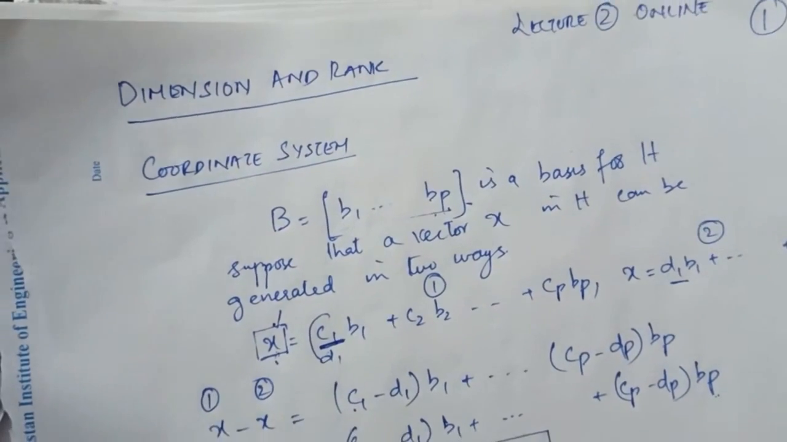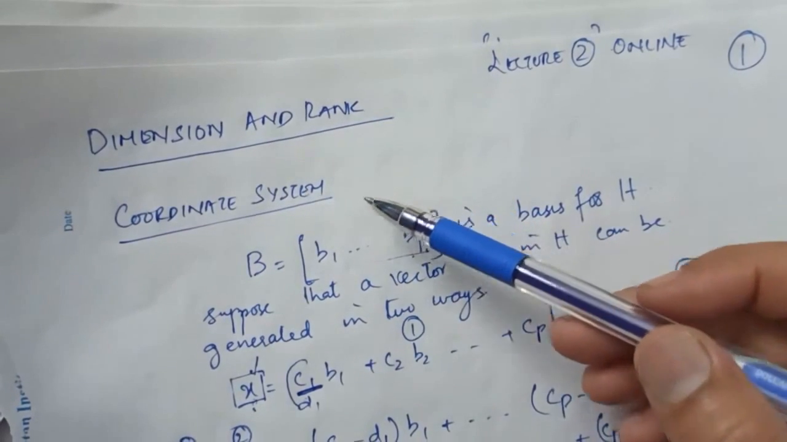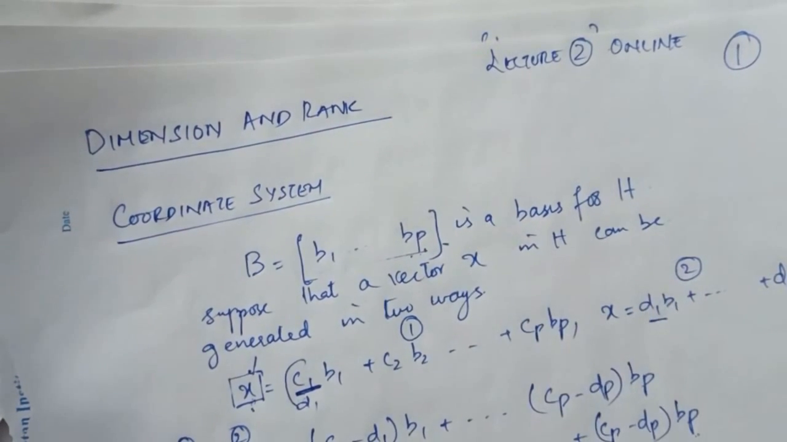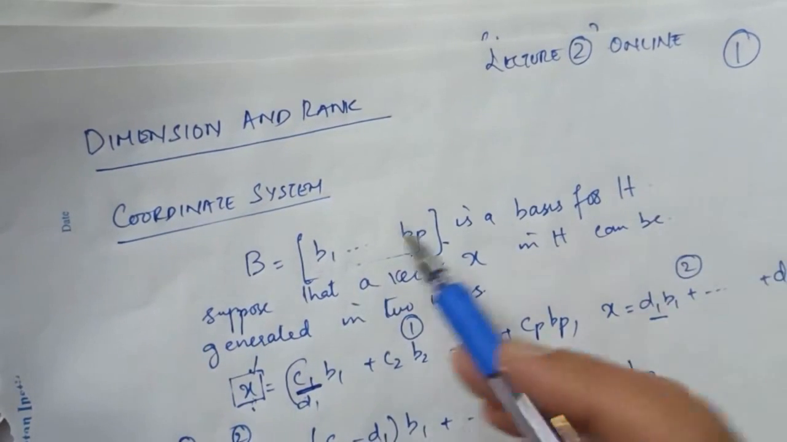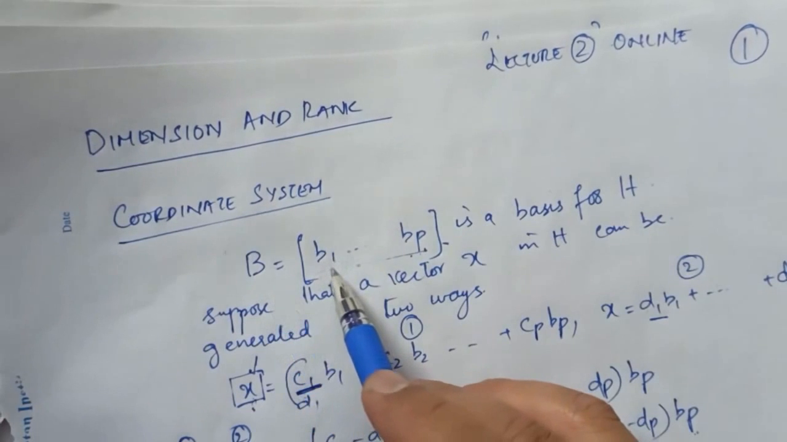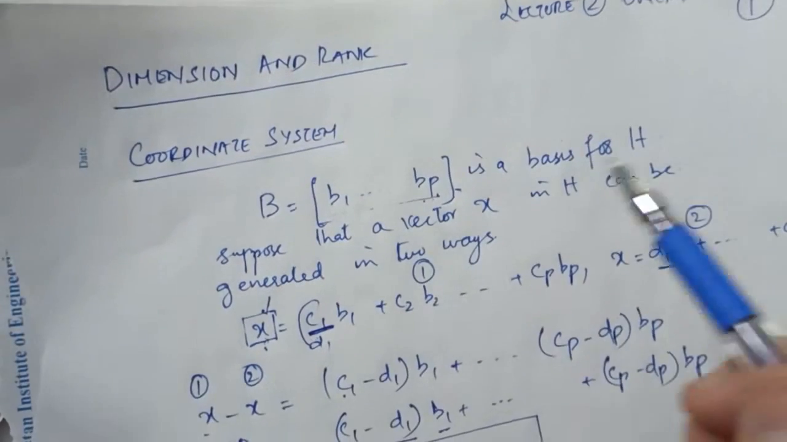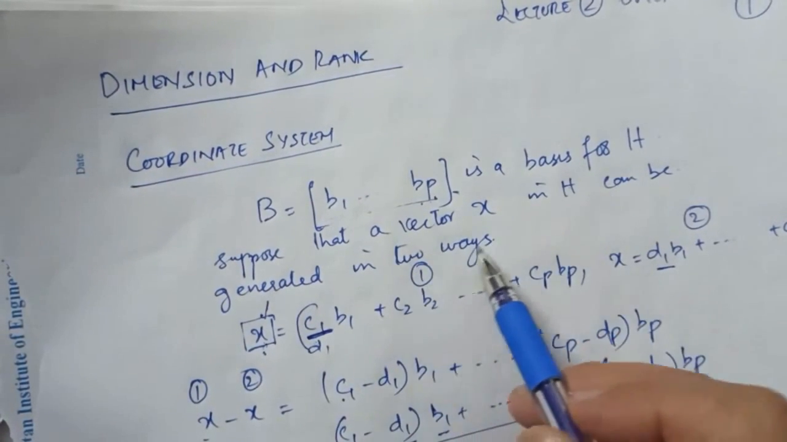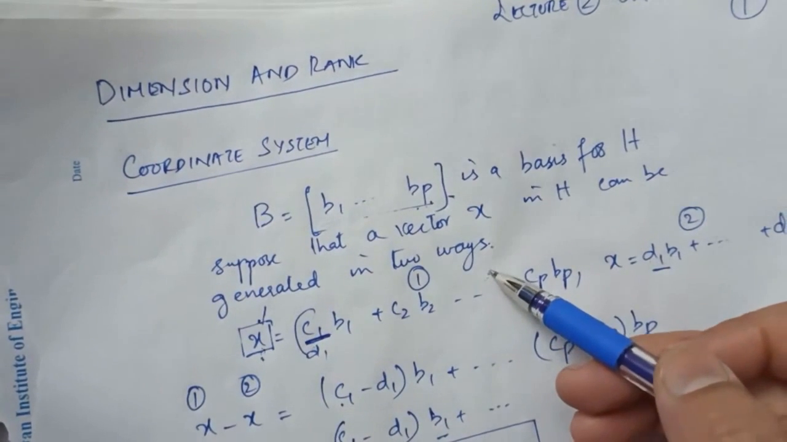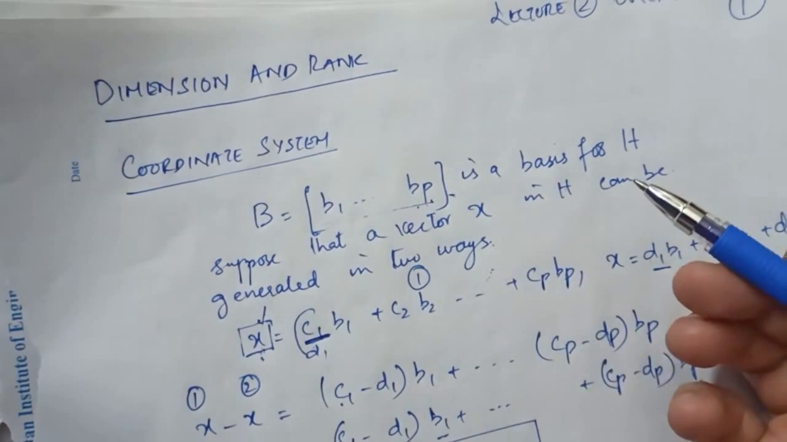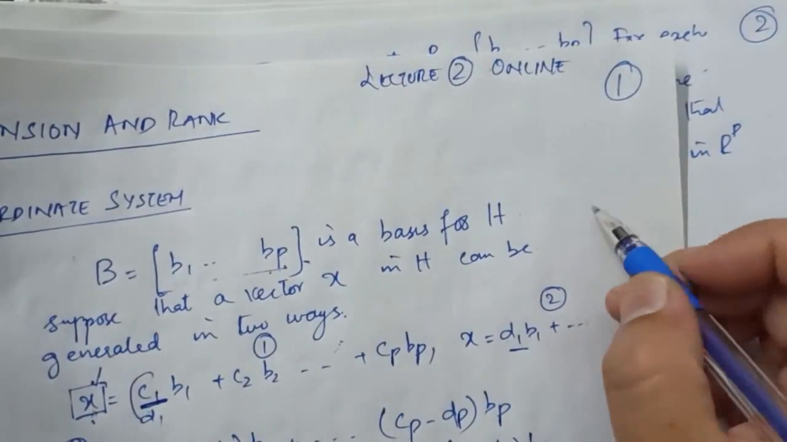To understand the dimension and the rank, we first have to understand the coordinate system that is defined in the subspace. So we say the vectors B, which are a linearly independent set of vectors, define the basis for the subspace H. Suppose that an x in H can be generated in two ways. It is not possible. In the coordinate system, a vector x can be generated by only one method.